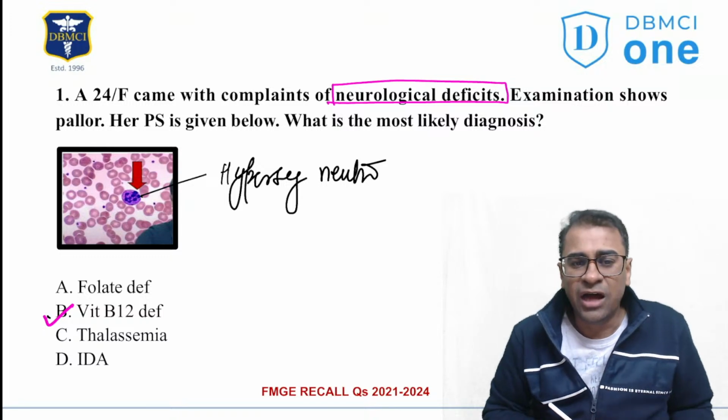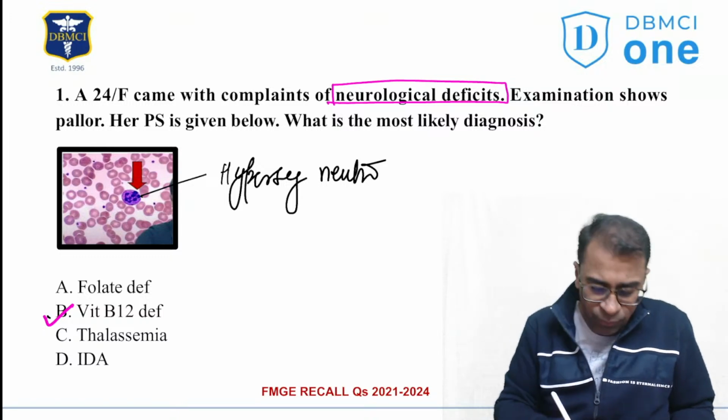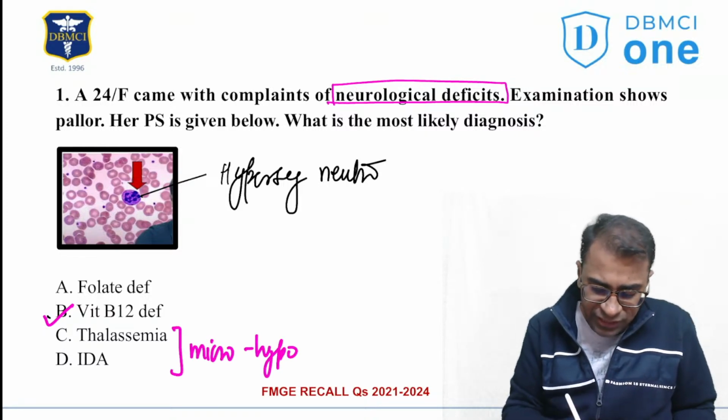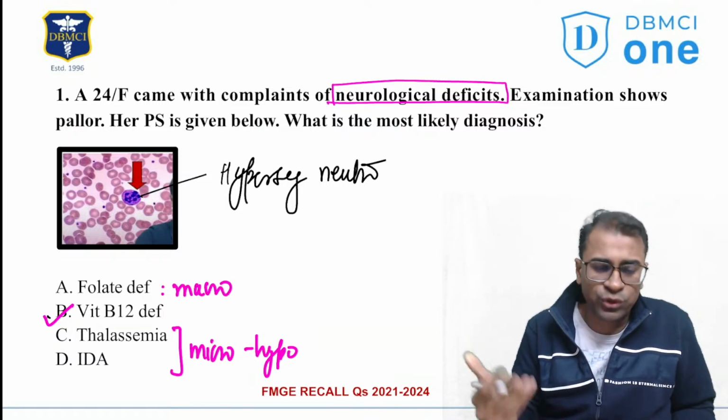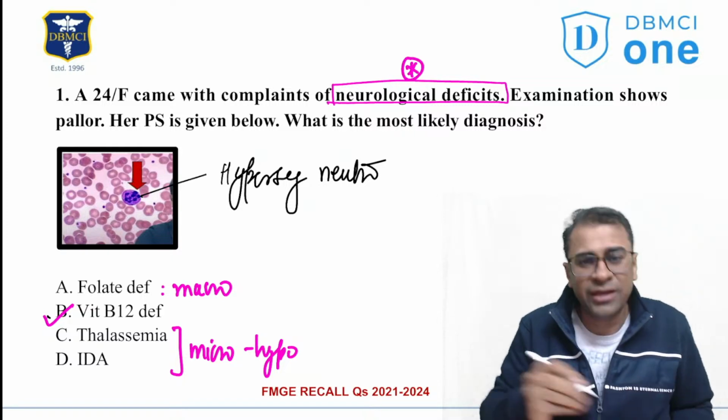Okay. Thalassemia and IDA will not show you this finding; both of these two will show micro and hypo. Even though folate deficiency can also show you the macrocytic RBCs, and can also show you the hypersegmentation, it will not show you the neurological deficit. So this is a striking point in this question.